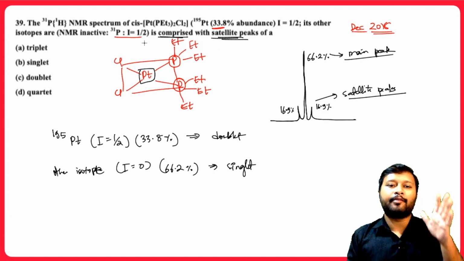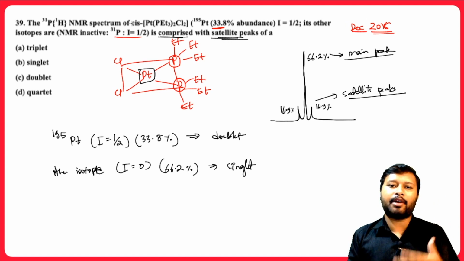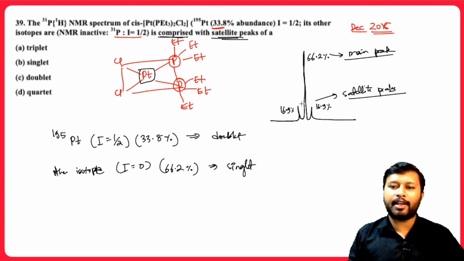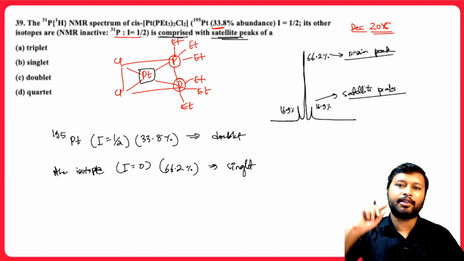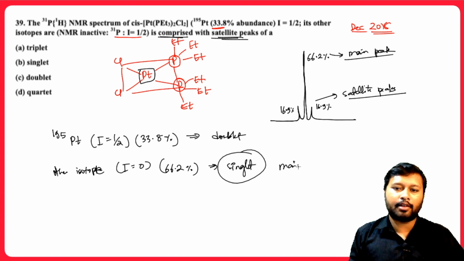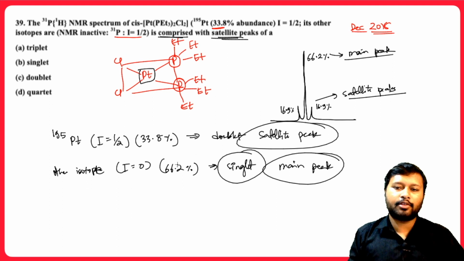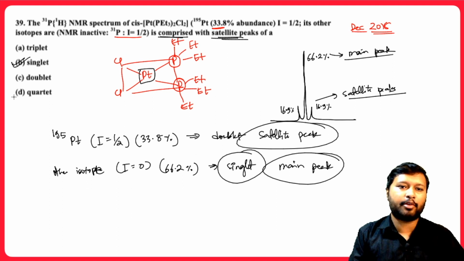They are telling that the phosphorus NMR spectrum of this molecule is comprised with the satellite peak of what? Satellite peaks are there, but whose? They are satellite peaks of the main peak, and the main peak is singlet in nature. This was making our main peak because of more abundance, whereas the other one is making the doublet. These are our satellite peaks. So the correct answer will be option B, which is singlet.